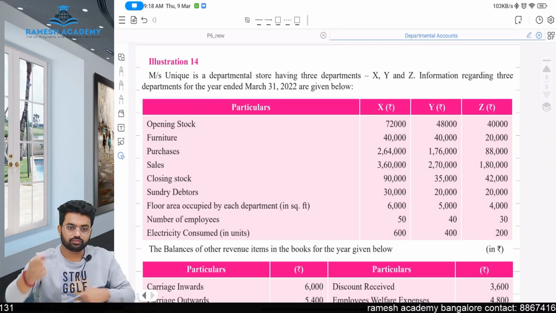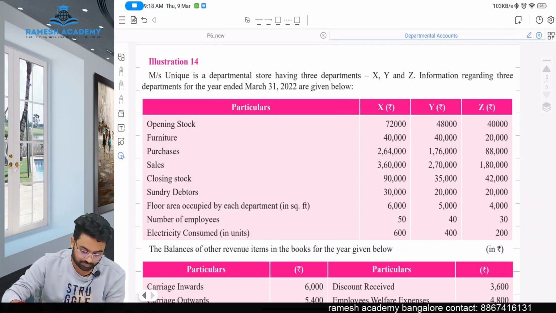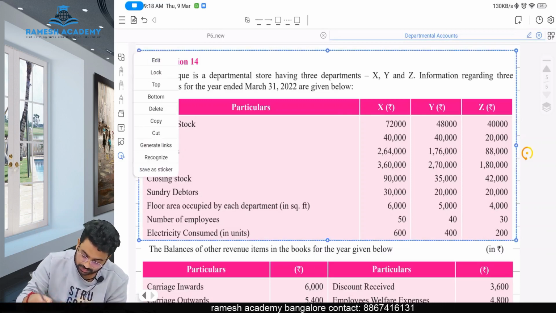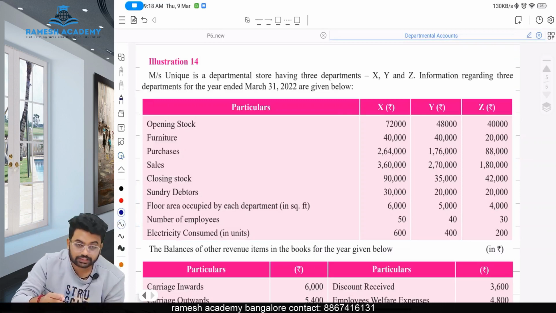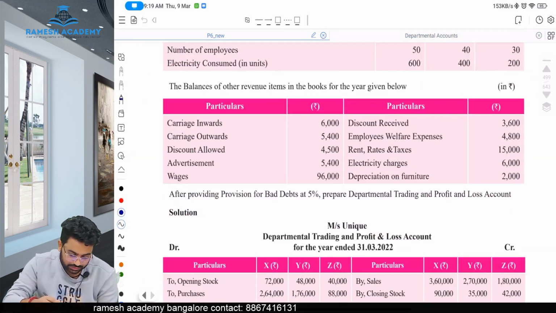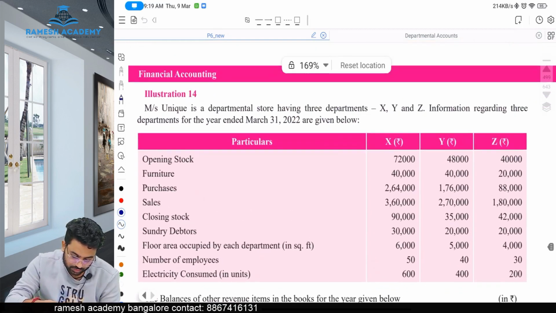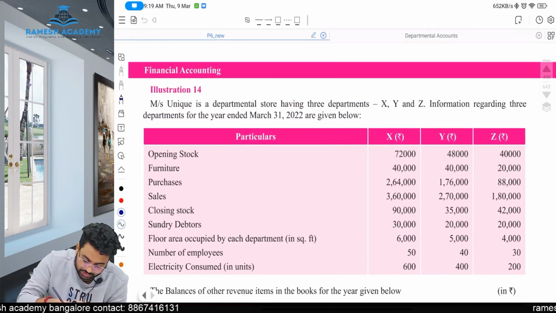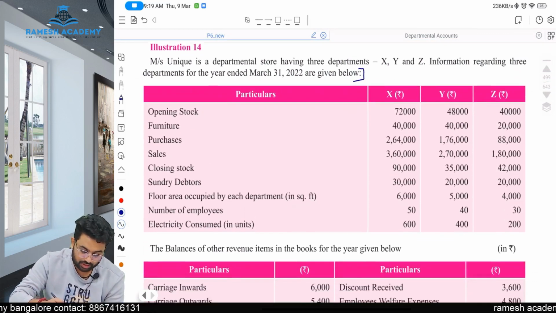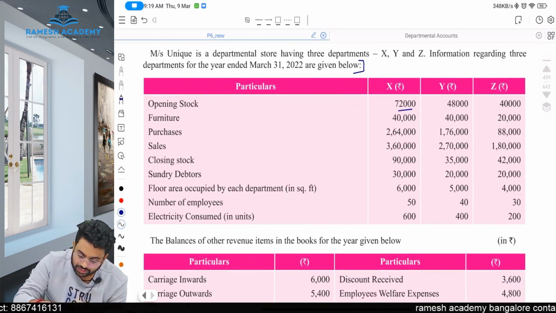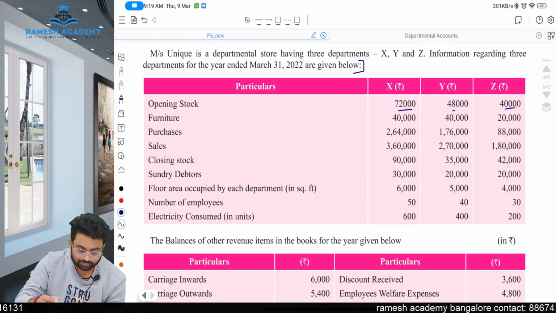Okay, listen here. Measure Unique is a departmental store having 3 departments. How many departments? 3 departments. Which are the departments? X, Y and Z. Information regarding the 3 departments for the year ended 31st March 2022 is given below. Opening stock: in department X, opening stock was 72,000, Y 48,000, Z 40,000.